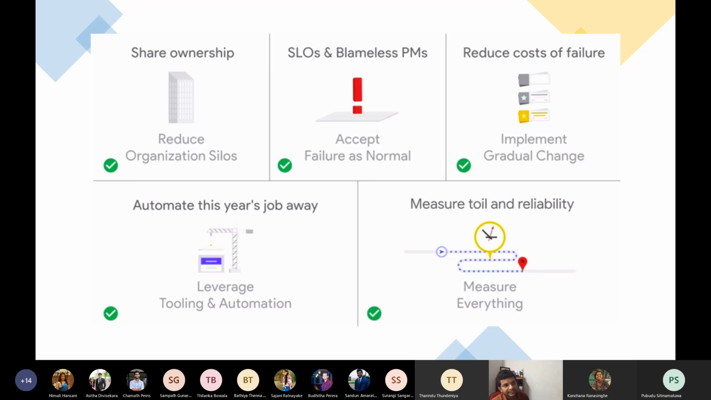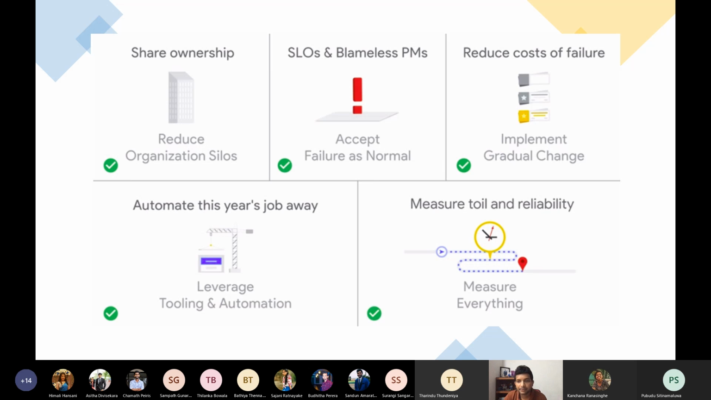Maybe we need to increase our quality gates. Maybe we need to do some more quality engineering or unit tests or things like that. So you need to understand that, as an SRE, we should not have a blaming concept. We have to be very blameless in identifying problems.